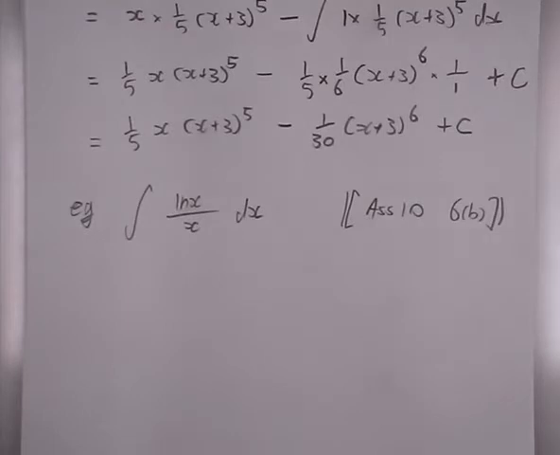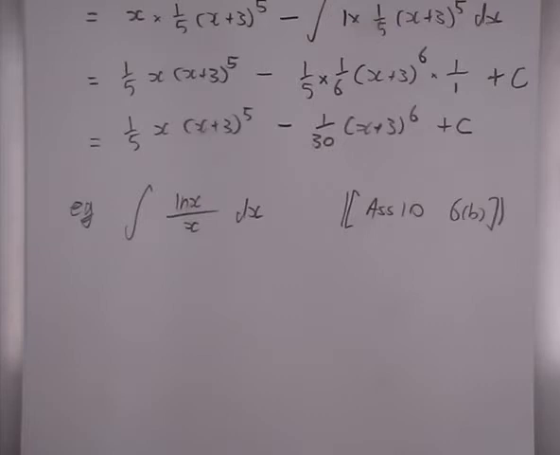This is assignment 10, question 6b. We already did this one by substitution, and that's what you should always do. It's ln x on x. You should always do it by substitution if you can, because substitution is actually easier than integration by parts, and gives you a cleaner answer when you've finished.